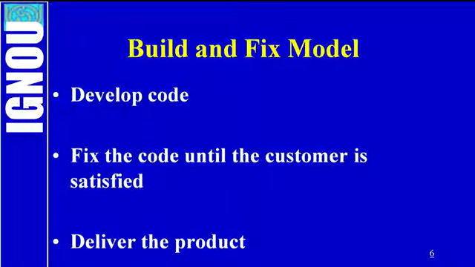Now let us see what are the different approaches to software development. One is the build and fix model. Here you directly develop some code, then fix the code until the customer is satisfied, and then you deliver the product. It is perfectly suitable for very small lines of code.